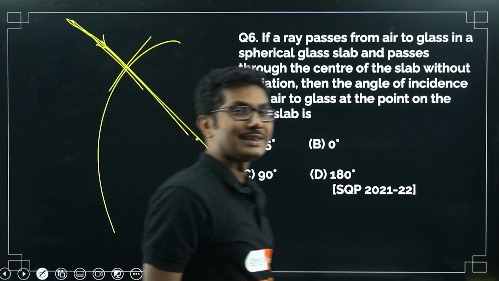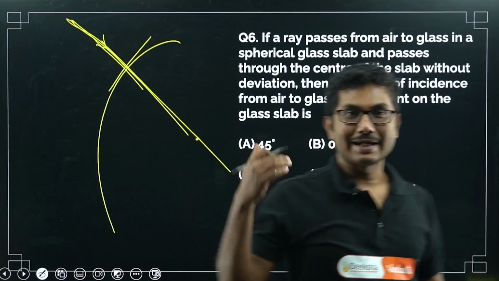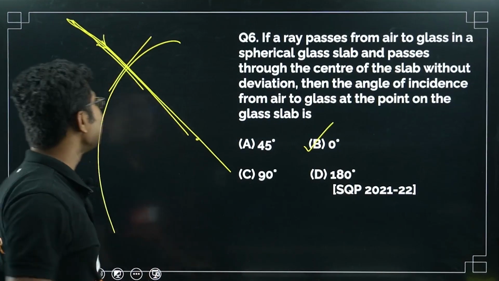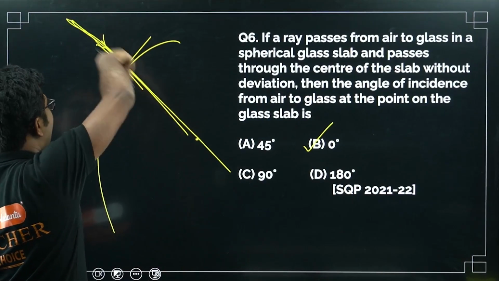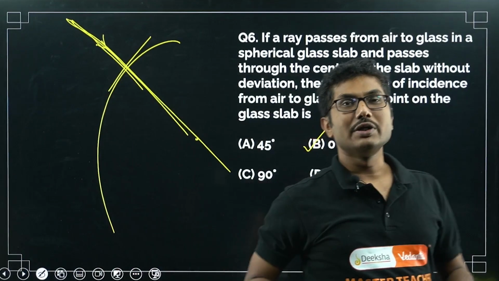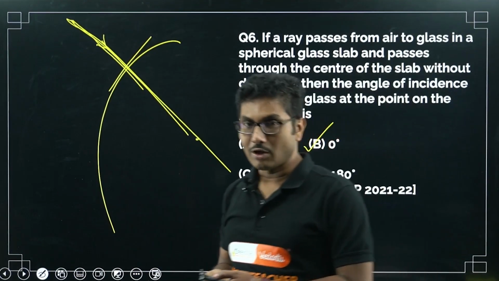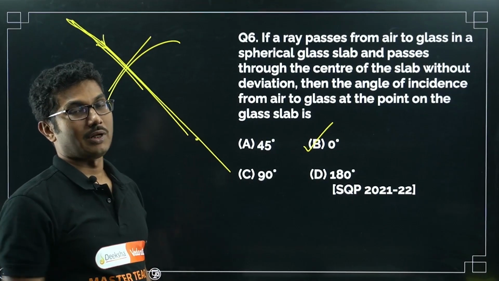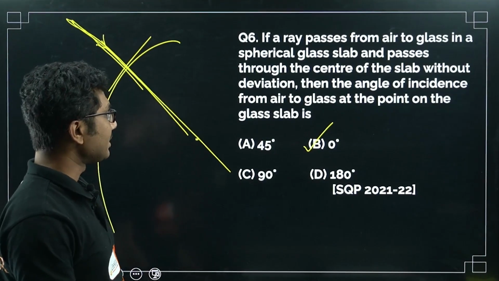So anything passing along the normal, the incident angle is 0 degree, not 90 degree. It is 0 degree. This angle we are not measuring. We are measuring the angle with the normal itself, and passing without deviation is only possible when the ray of light is moving in the direction of the normal, along the normal. So the answer is 0 degree.